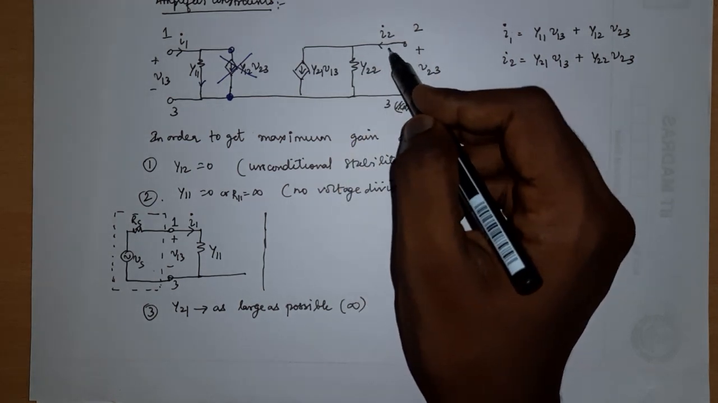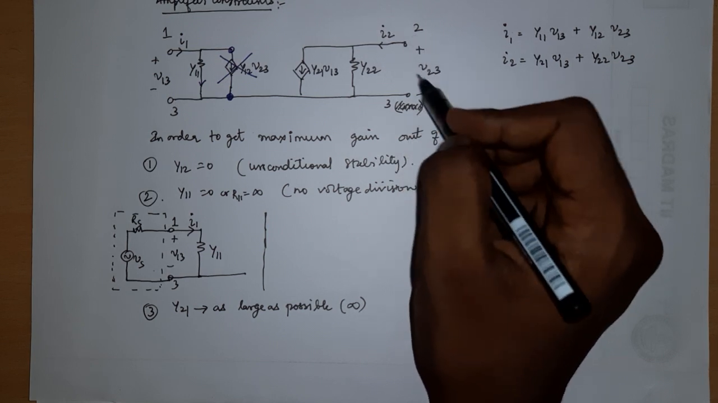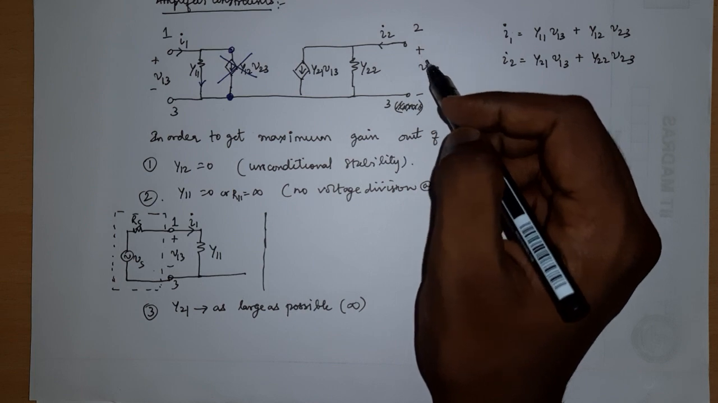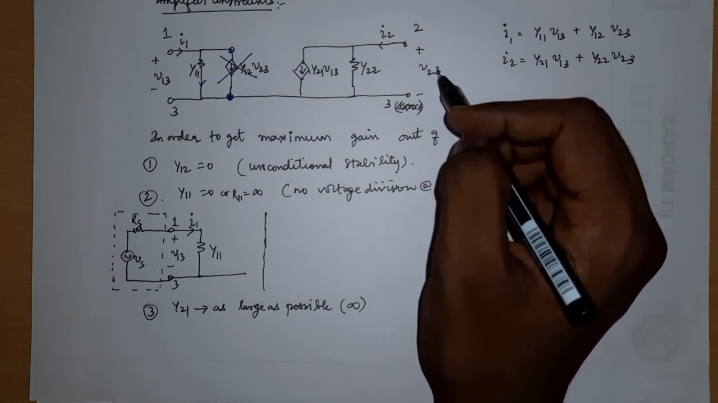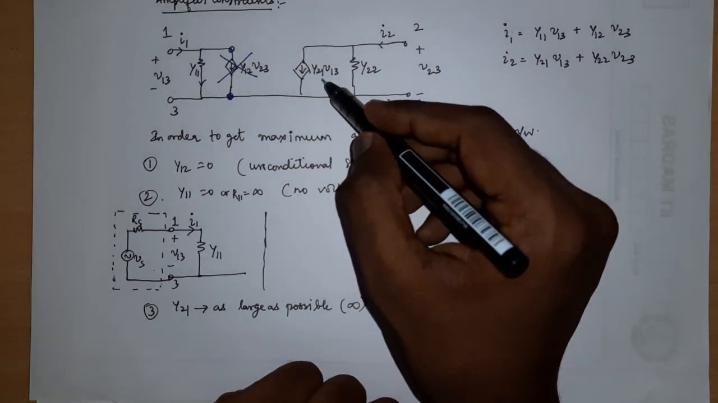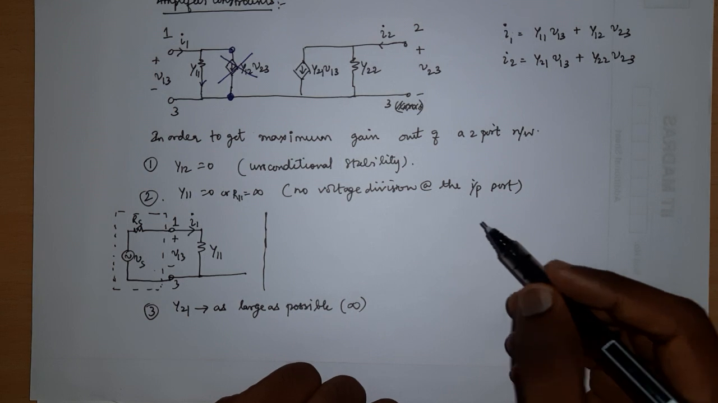And why do I want I2 to be very large? Because if I connect some load here, I2 is what is going to flow through that load, and current multiplied by that load resistance is going to be my output voltage. So if I want my output voltage to be very large, I want my Y21 to be very, very large. So that is why we have chosen Y21 to be very large.